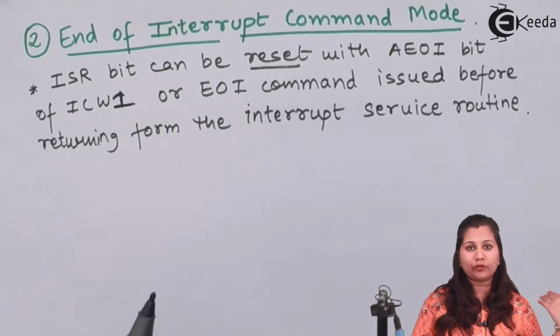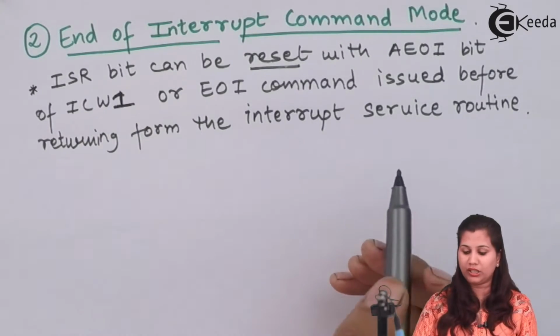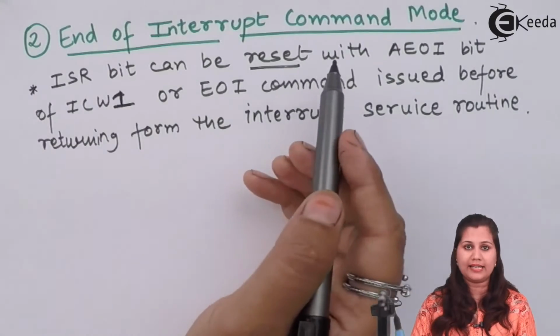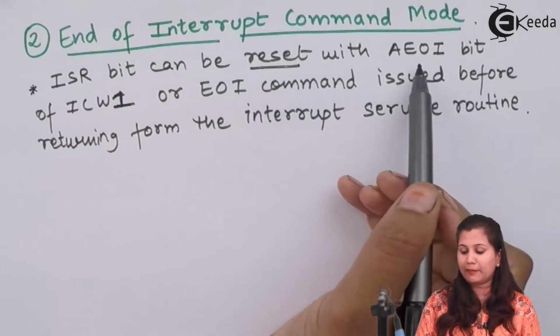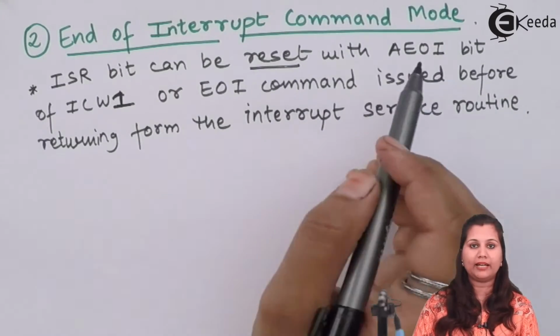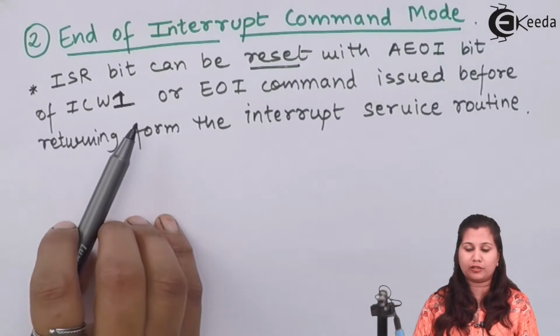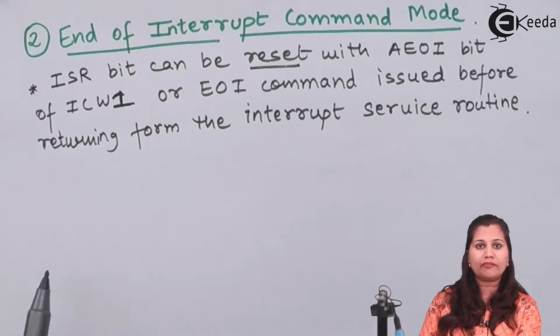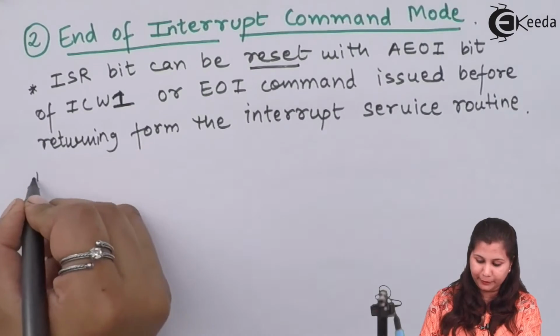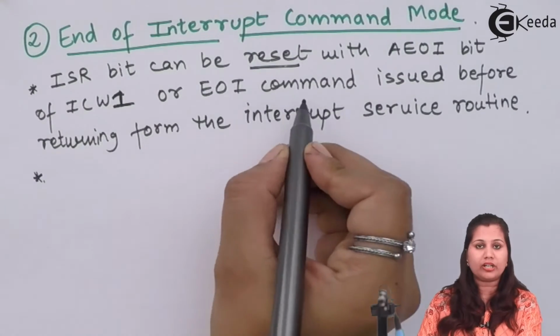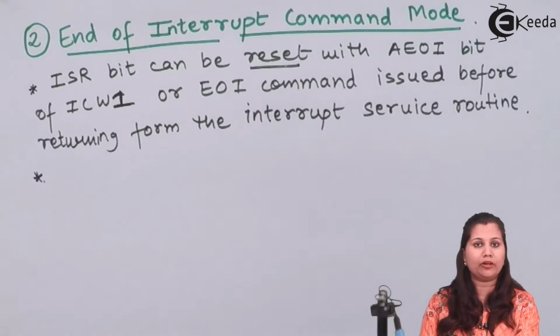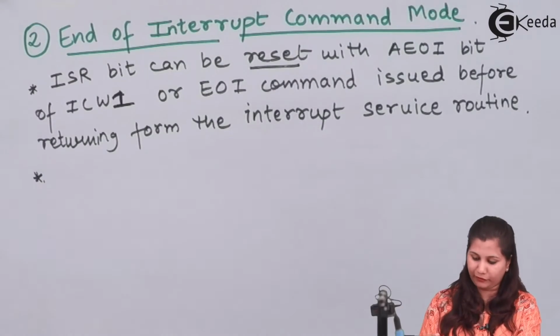So when the microprocessor is returning from the execution of the interrupt service routine, it can also reset the ISR bit, and this bit can also be reset by using the automatic end of interrupt bit in the initialization command word first. So there are two ways of resetting this ISR bit. Now this end of interrupt command can be of two types. It can either be specific or non-specific.